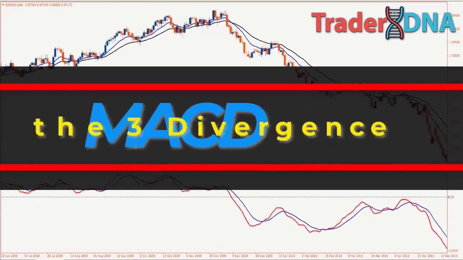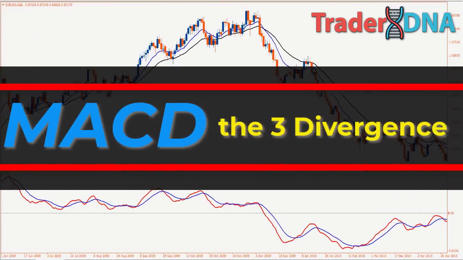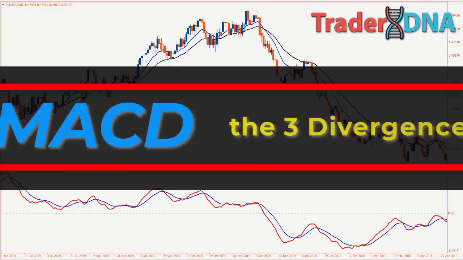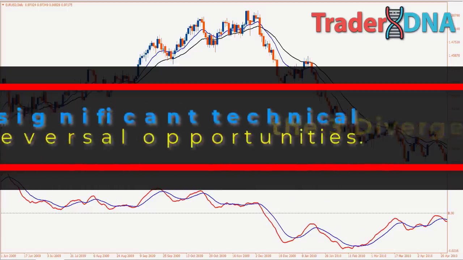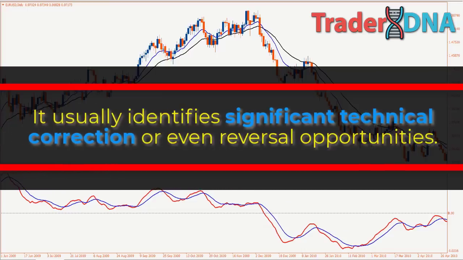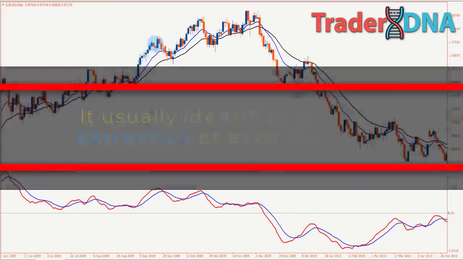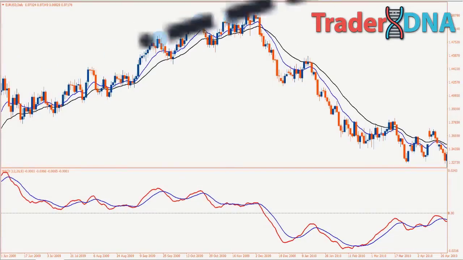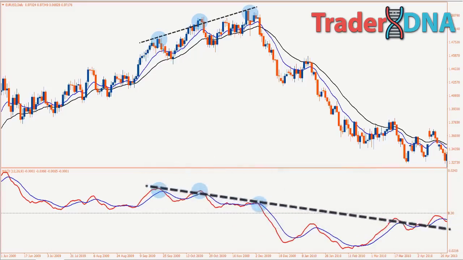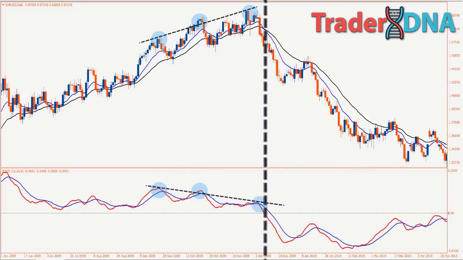This is called the 3rd divergence. This pattern looks for a very rare but powerful situation, which is 3 divergences in a row between MACD and the price action. It usually identifies significant technical correction or even reversal opportunities. In this case, we have a 3rd divergence. There are 3 highs, each one higher than the previous one, while the MACD indicator has 3 highs, each one lower than the previous one. When we see 3 divergences between the price and the MACD, it's a bit more reliable than 2 divergences.